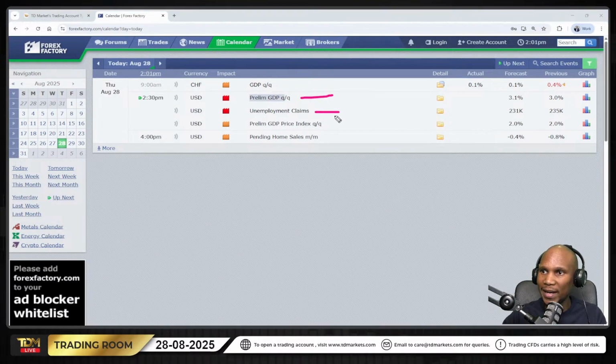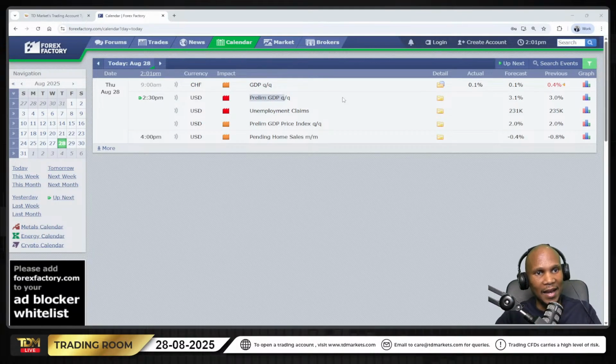We've got the unemployment claims all at the same time. So let's see what's going to happen. I don't know what's going to happen. Let's see what's going to happen and we'll take it from there. So just a few minutes before the time, we'll then go back to the calendar and see what we can expect. All right. I think we're all ready.